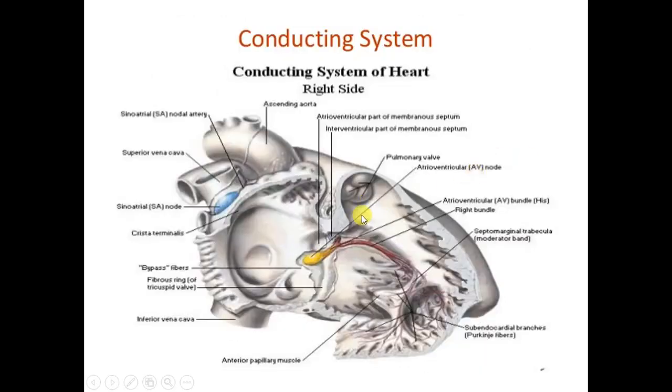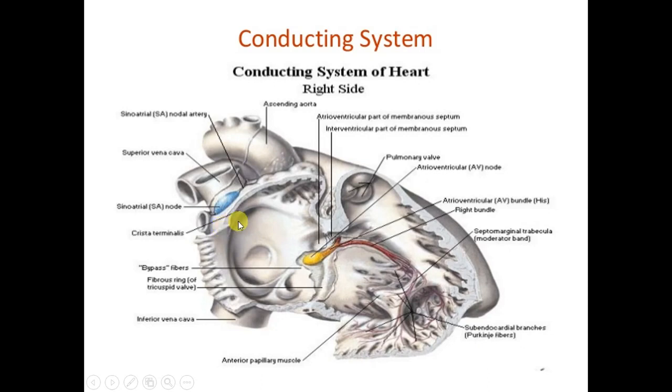So when we see the conductive system from the right side, it looks like that, showing the AV bundle. Here is the opening of the coronary sinus. Here will be the area of the Koch triangle, and here is the right atrium and here is the SA node just at the entry of the superior vena cava into the right atrium.